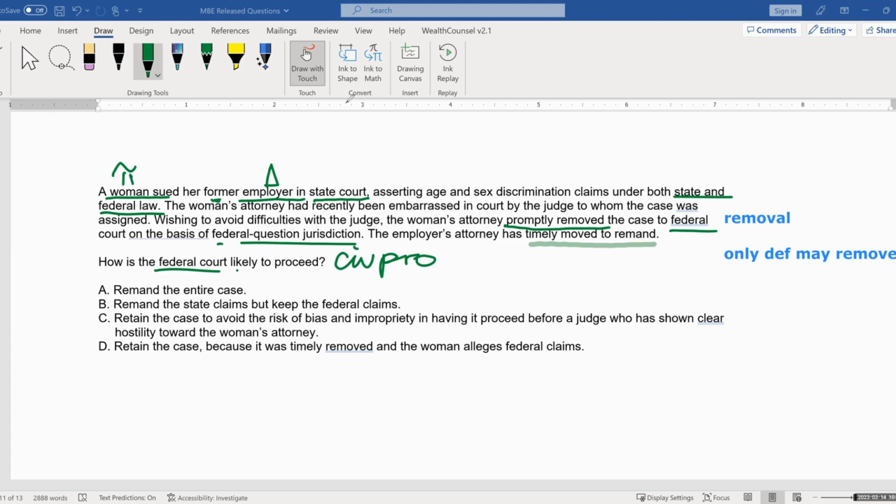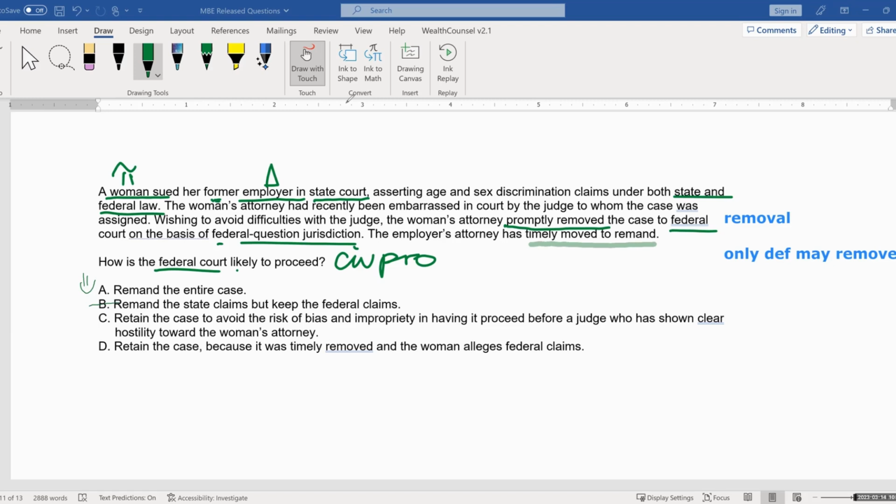A, the answer choice is remand the entire case. That looks pretty good to me. B, remand the state claims but keep the federal claims. They can remand the state claims, but the federal claims cannot remain in federal court because it was improperly removed to federal court. So I can cross that out.